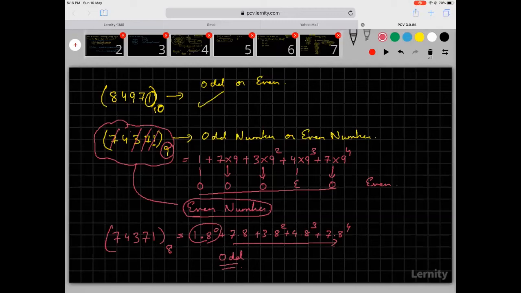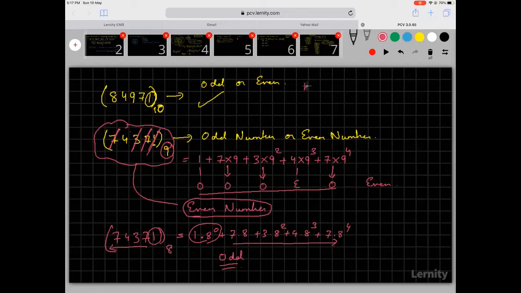If the base is even, then I look only at the last digit, because all the other terms will have some even number being multiplied. If the base is odd, then I look at the number of odd digits. If the number of odd digits is even, then the number becomes even. Do you understand this? Can you make some notes?